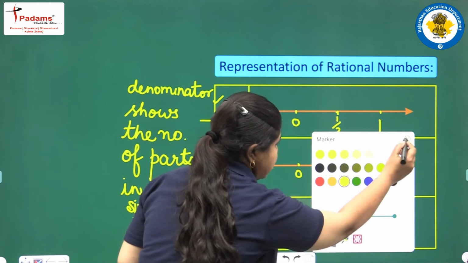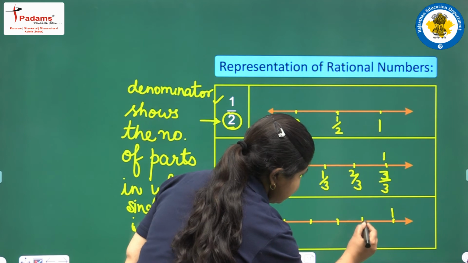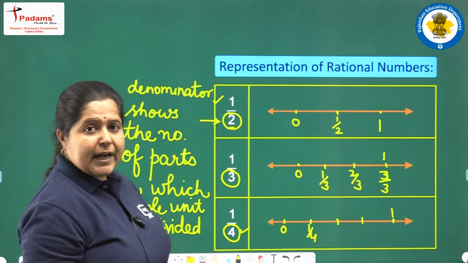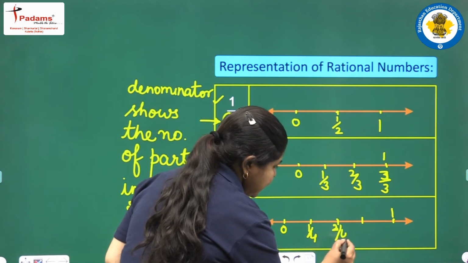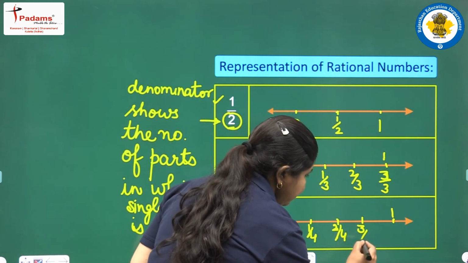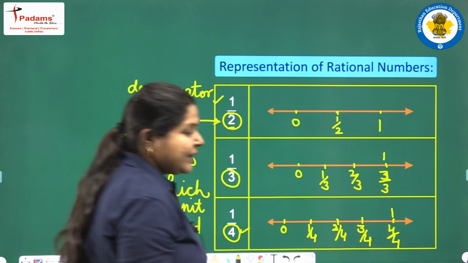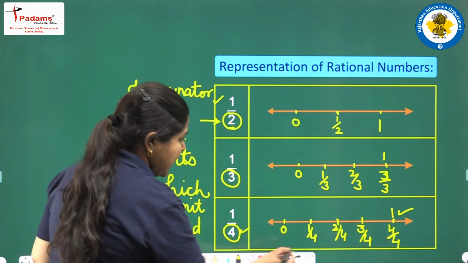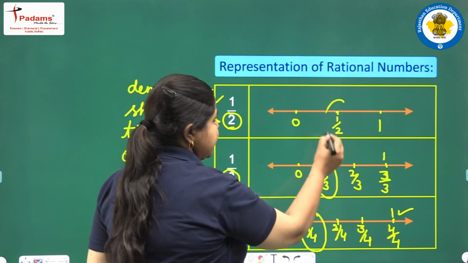1, 2 and 3. It will be 1 by 4. If you are asked to mark 2 by 4, then it will be here. If you are asked to mark 3 by 4, it will be here. And then this is 4 upon 4. Cancelling 4 by 4, we will get 1 here. In this way, we have marked 1 by 4 here, 1 by 3 is this and 1 by 2 is here.